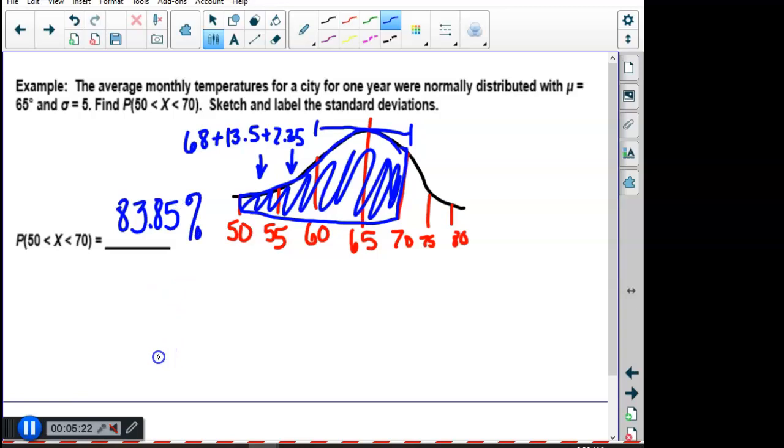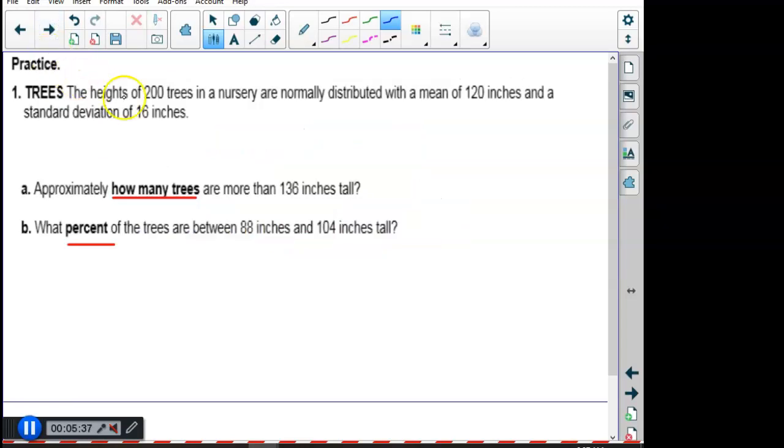Okay. Now, if you did it in the calculator, you would get a slightly different answer, okay? And I will specify, but when it asks you to use the empirical rule, I'm going to make sure that that's the answer you get. If you get a different answer because you use the calculator, it's not going to be right.